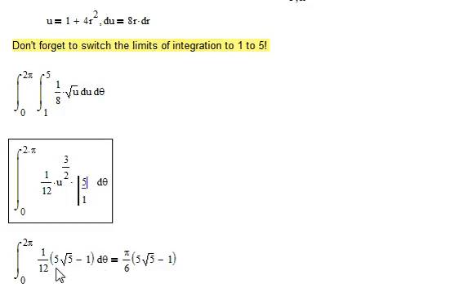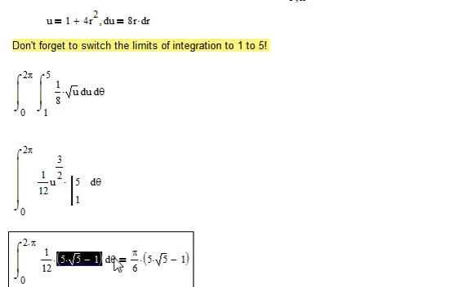And so we've got this phenomenal number here, 1/12 of 5 square roots of 5 minus 1. That's putting in the 1, obviously u to the 3 halves is 1. Putting in 5, u to the 3 halves when u is 5 is 5 to the 3 halves, which is 5 square roots of 5. So I think you can see where that comes from. And then d theta, this is just a constant. All this is just a constant, so it's just that times d theta, theta going from 0 to 2 pi. So the 1/12 times 2 pi gives us pi over 6 times this number.